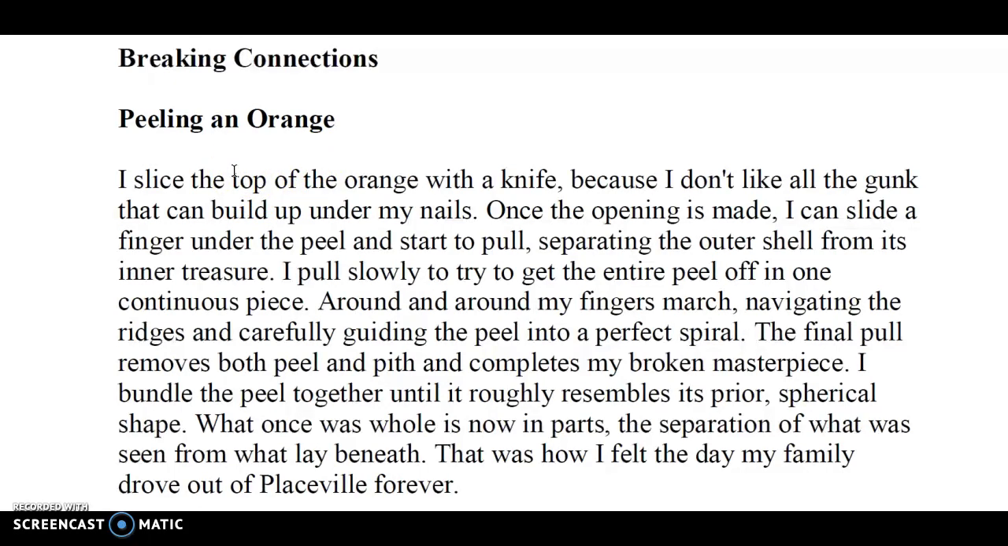But let's just read this over, right? I slice the top of the orange with a knife because I don't like all the gunk that can build up under my nails. Once the opening is made, I can slide a finger under the peel and start to pull, separating the outer shell from its inner treasure. I pull slowly to try to get the entire peel off in one continuous piece. Around and around my fingers march, navigating the ridges and carefully guiding the peel into a perfect spiral.